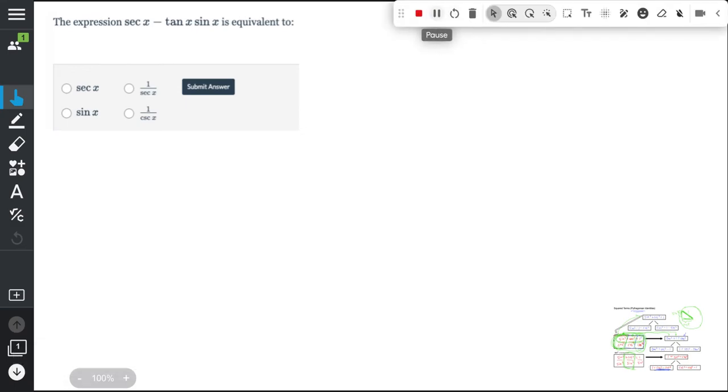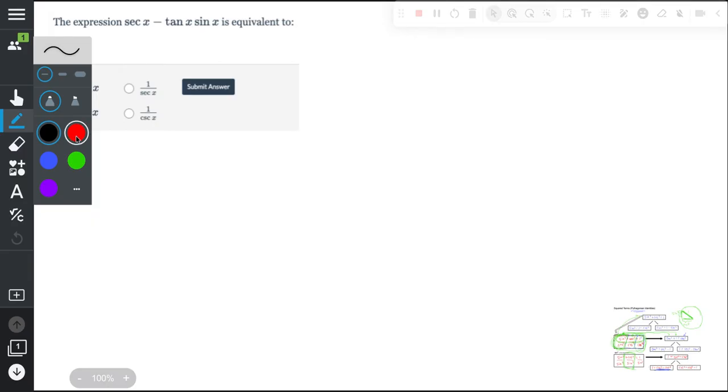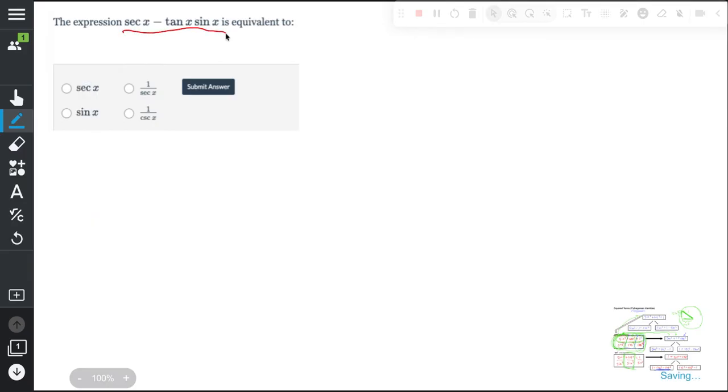Okay, this expression is equivalent to one of these four expressions. We don't know which one, but we know it's going to be a simpler version of this. So what we want to do is just focus on this and see if we can get it to look like one of these answers.